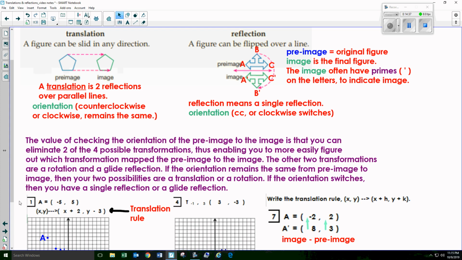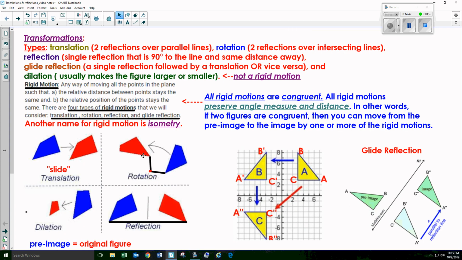Now the reason I say 2 of the 4, because I say possible transformations, I could have said possible rigid motions instead, or isometries. That's really what we're focused on, these isometries right here. We're going to say that 2 of these 4 isometries. Okay, we're not talking about dilation at all. That's a whole separate game. Okay, but the rigid motions or isometries are these four we're talking about. So we're eliminating two of the four.